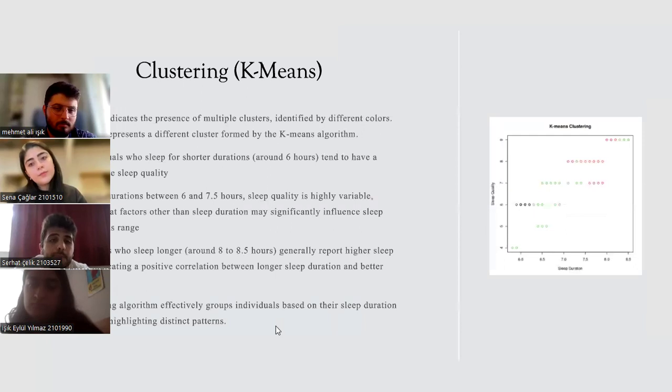And the last one is k-means clustering. This graph shows clusters by the k-means algorithm, each color representing a different group. People with around 6 hours of sleep have moderate sleep quality. Between 6 and 7.5 hours, sleep quality varies widely, suggesting other influencing factors. Those with 8 to 8.5 hours of sleep report the best quality. The clusters reveal clear patterns in sleep duration and quality.